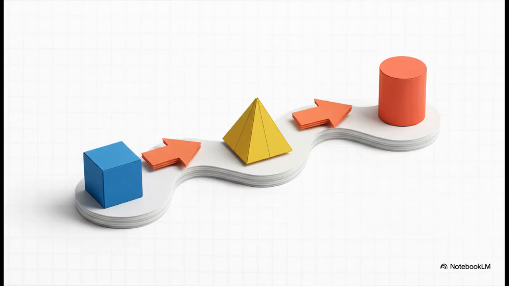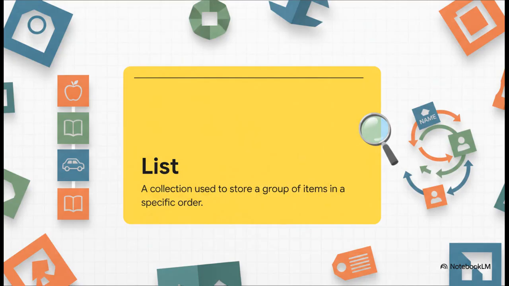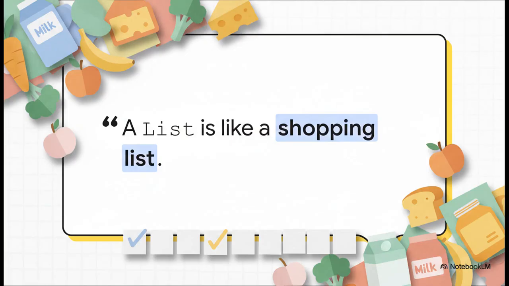Okay, so what if the order of your items really matters? Well, for that, we use something called a list. It's a total game changer. Seriously, the best way to picture it is just a simple shopping list.